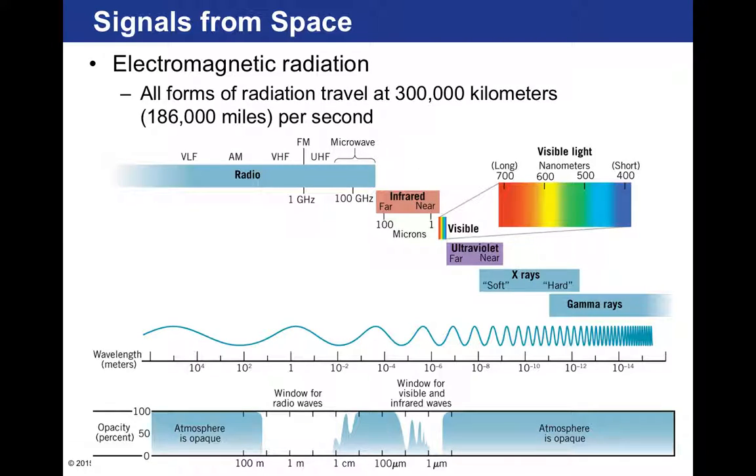So this is a nice picture to show you how small the visible light spectrum is on the total electromagnetic spectrum. So all forms of electromagnetic radiation actually travel at the same speed, and we call that speed the speed of light, and this is about 186,000 miles per second. So we also call this the cosmic speed limit because nothing is supposed to move faster than the speed of light.